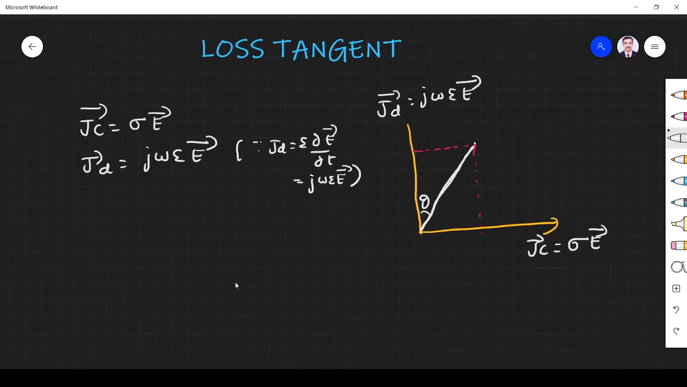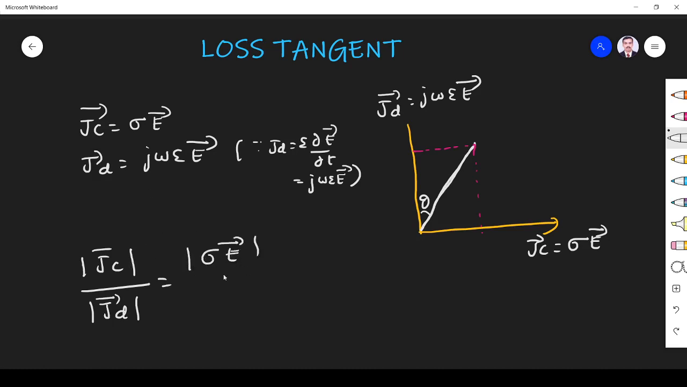Right, so it's an important ratio. Let us see that. Loss tangent is the ratio of the magnitude of conduction current density JC to the magnitude of displacement current density JD. Conduction current magnitude is given by mod sigma E. Displacement current magnitude is given by j omega epsilon E.